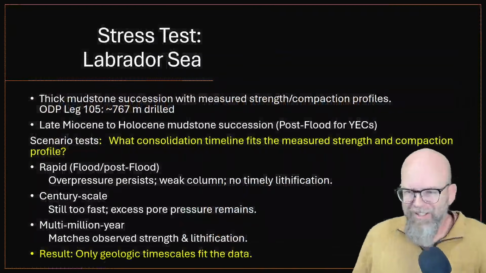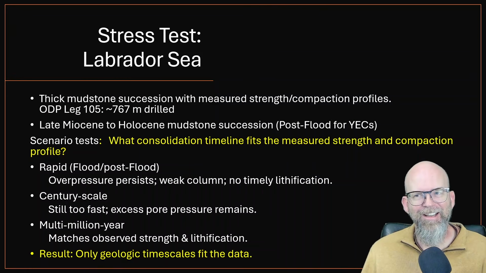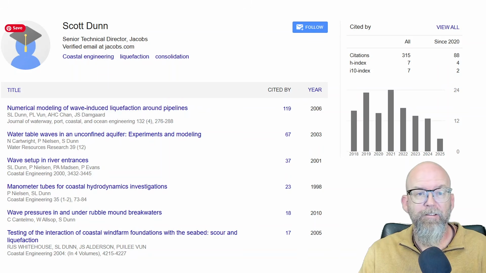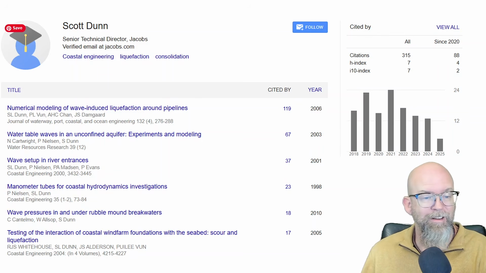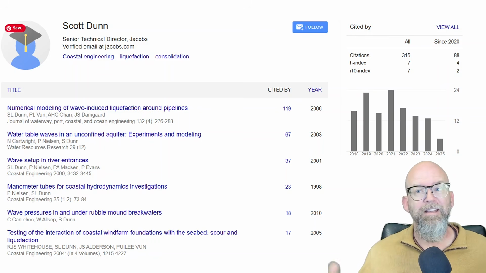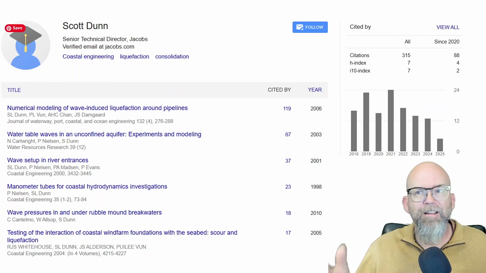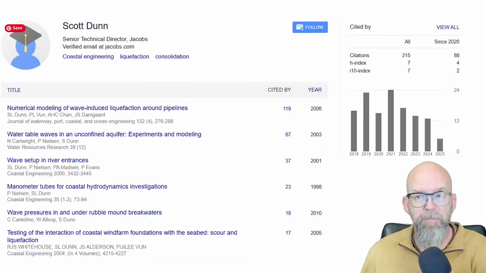Hey, engineers love a model. And geologists, they love their cores. And Scott Dunn is all about modeling and testing these ideas and testing these formulas. And Scott Dunn has personal experience with this stuff. Here's his Google Scholar profile, just showing a few of his publications. I think it's enough to see that he has practical, real-world experience with these equations, right? Coastal engineering, liquefaction, consolidation, those would be his specialties. He's used this formula before. He has seen the practical outworkings of how long it takes for mud to consolidate.